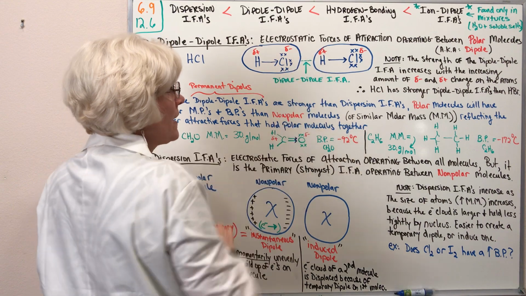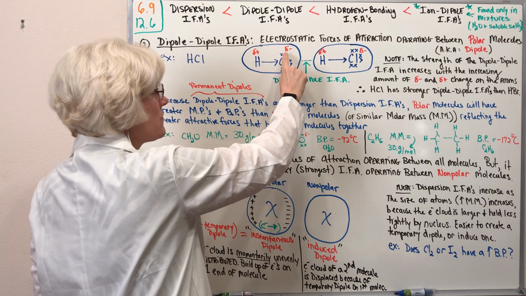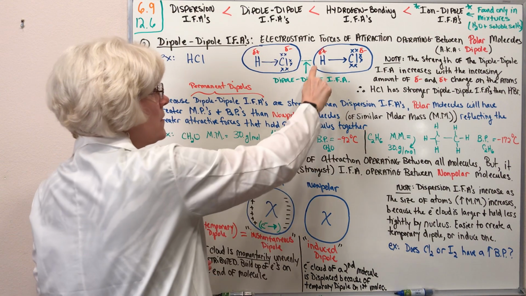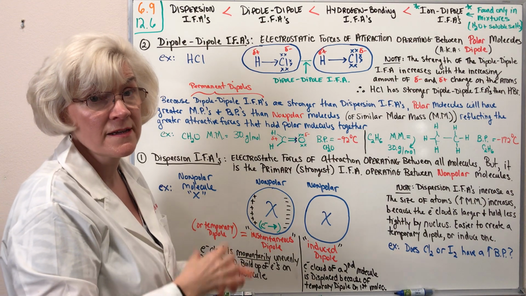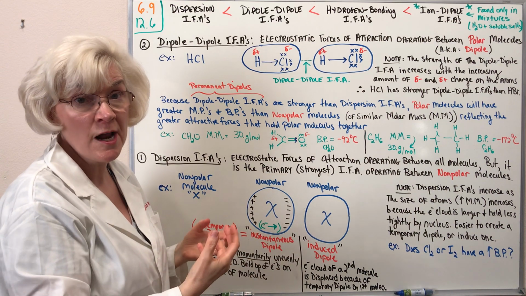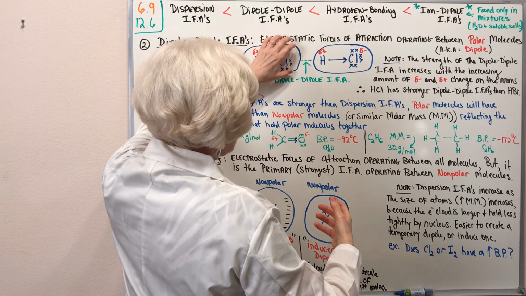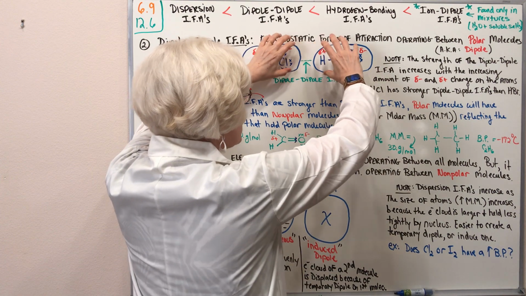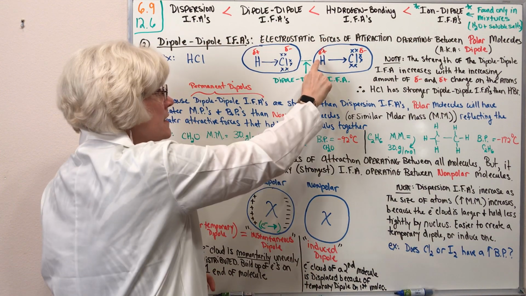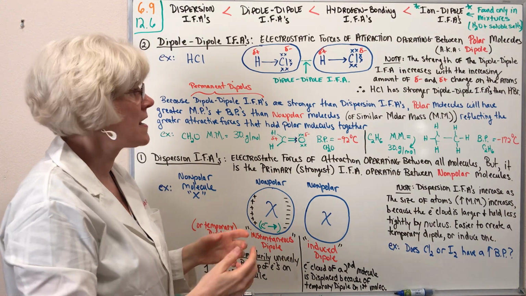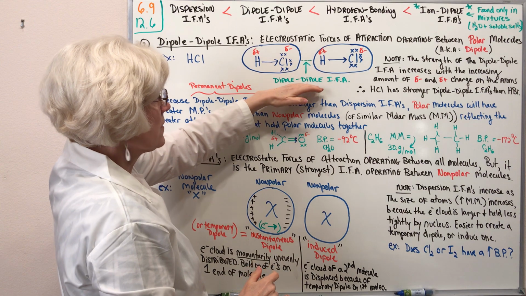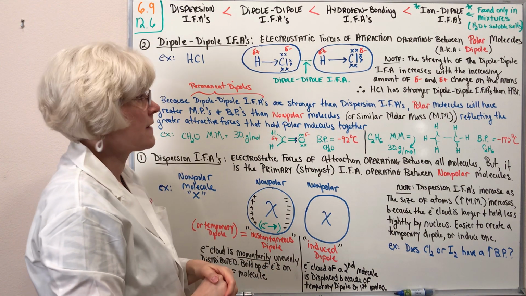You see that they will align themselves so that the partial negative chlorine end of one HCl molecule is in close contact with the partial positive hydrogen end of a second HCl molecule. And electrostatic forces of attraction are in effect here. The partial negative end of one HCl molecule will stick to, attach, or attract, trying to maintain close contact with the partial positive hydrogen end of a second HCl molecule. So there'll be a force of attraction here, which we call a dipole-dipole IFA.